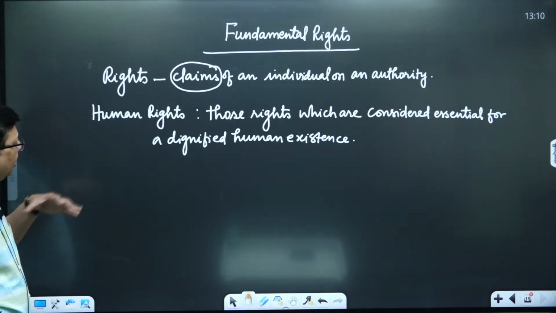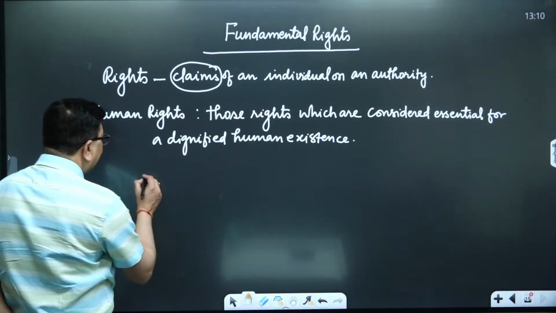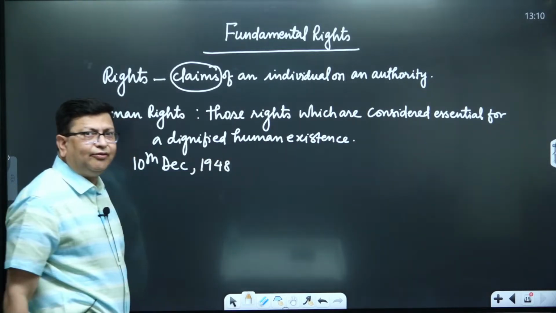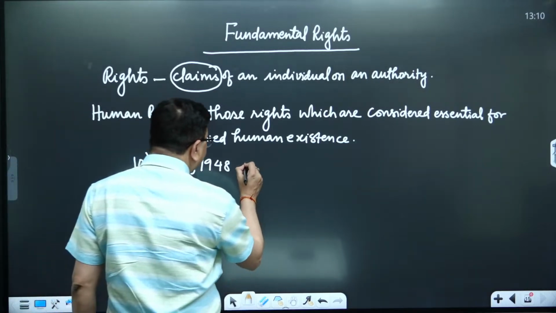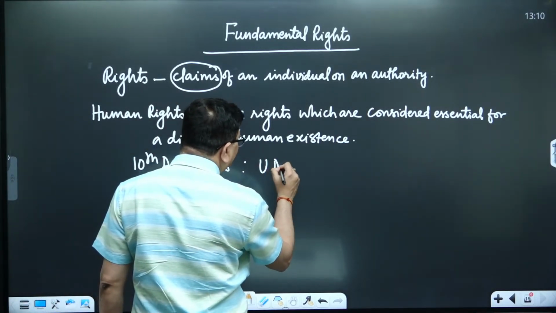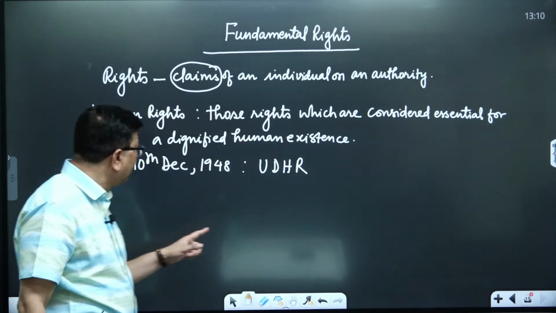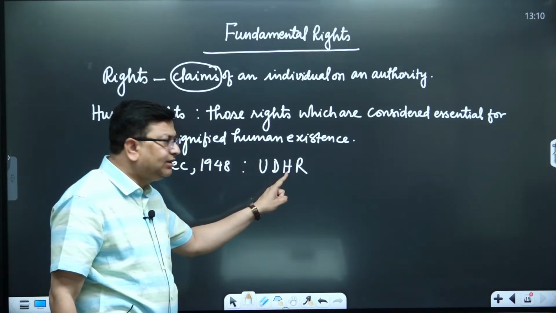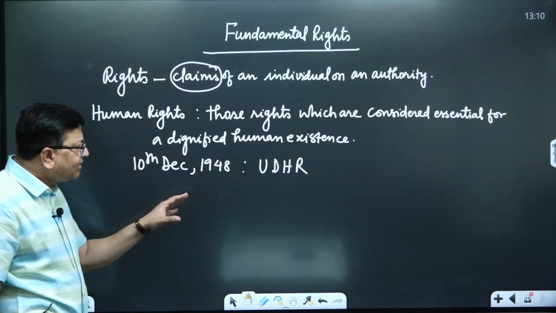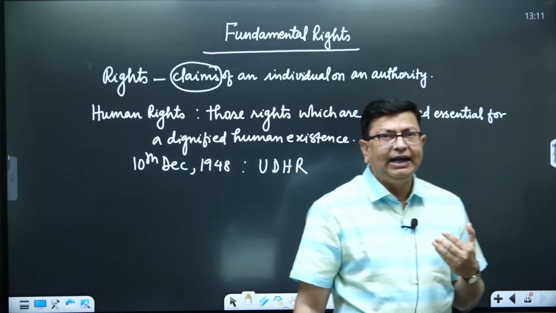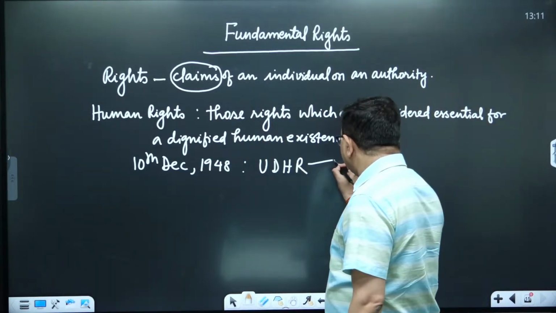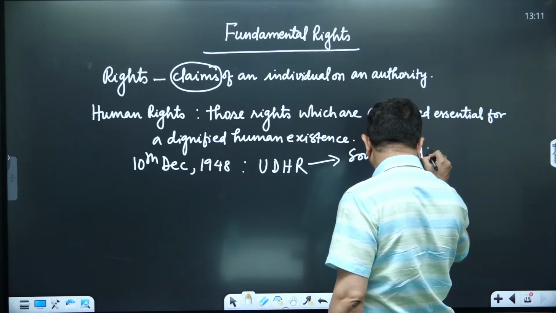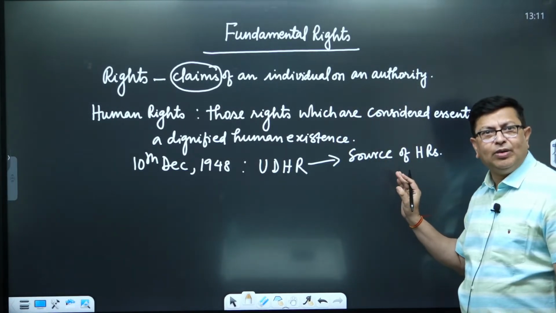And basically, on 10th December 1948, the Universal Declaration of Human Rights, popularly termed as UDHR, a standard abbreviation, was adopted by the UN General Assembly, and in this UDHR the human rights of individuals have been mentioned. The UDHR is the source of human rights in the world.